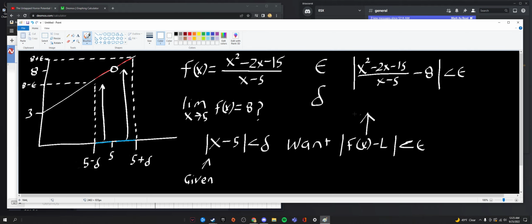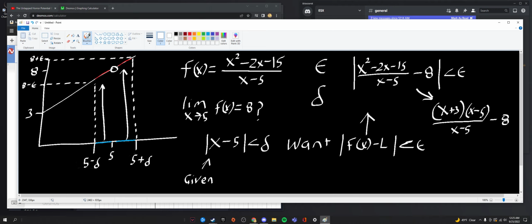Now, how do we do that? And we are given, like I said, x minus 5 is less than delta. Well, conveniently enough, this one's pretty easy. x squared minus 2x minus 15, as many of you will have noticed, factors out into x plus 3 times x minus 5. And, of course, as judging by the graph, x minus 5 and x minus 5 cancel out.